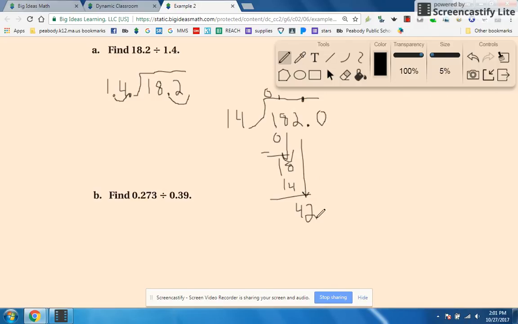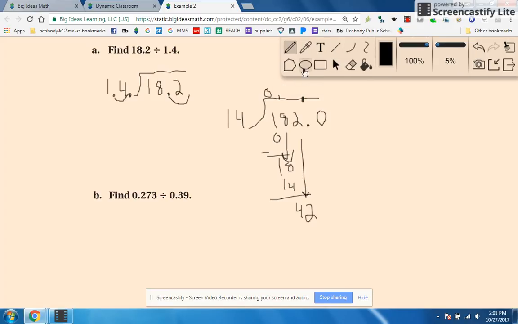And now 14 goes into 42 exactly 3 times. I'm just going to move this a second because it's kind of in the way. All right, so that goes in exactly 3 times. We get 42. And then you can bring down the last digit, which is a 0. So if I just bring down that last digit, 14 goes into 0 times. So I get 13.0, or in this case, you can just write 13. If it's a 0.0, you don't really need that part. Okay, so let me try the next one.